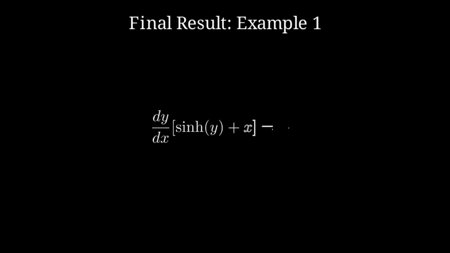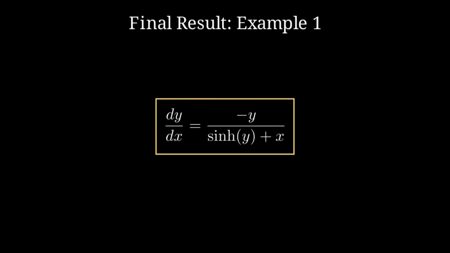Finally, divide by the expression in the brackets. Our derivative dy/dx equals negative y divided by the sum of sinh of y and x. This expression allows us to calculate the slope at any point (x, y) that lies on the original curve.